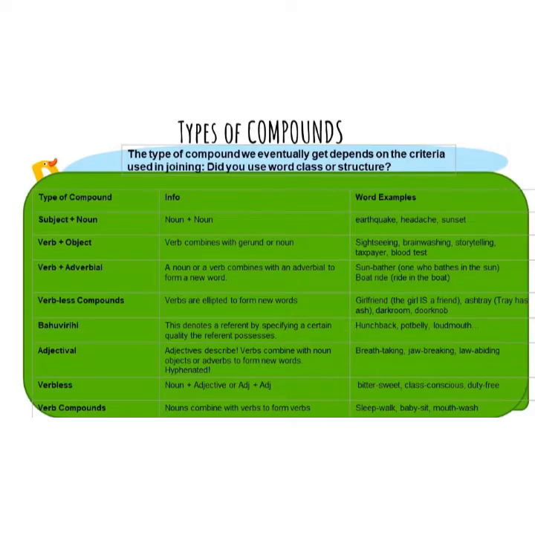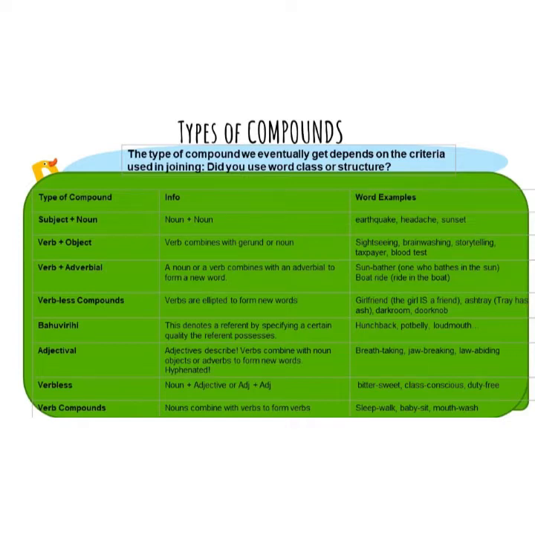We move on to adjectival type of compounds. Adjectives describe verbs combined with noun objects or adverbs to form new words, like you're hyphenating the words. So you have breathtaking, jaw-breaking, law-abiding.